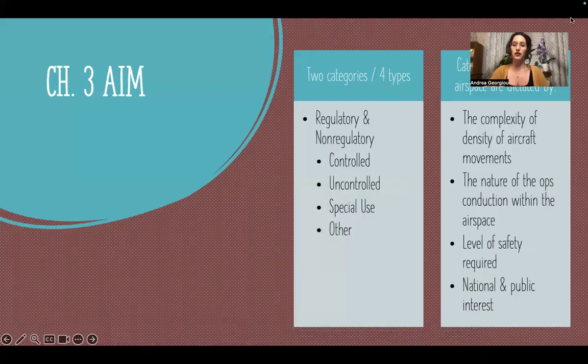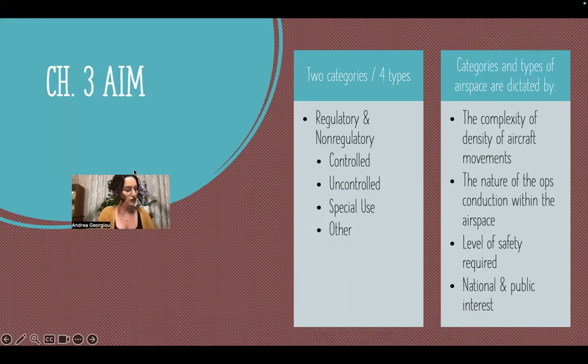Okay, so let's go to our AIM now, our Aeronautical Information Manual. It's the last half of your book, Chapter 3. This whole section talks about airspace, and it's easier to follow because it's in the AIM. So let's look at Chapter 3-1-1, paragraph Alpha 1 and 2, as well as Bravo.